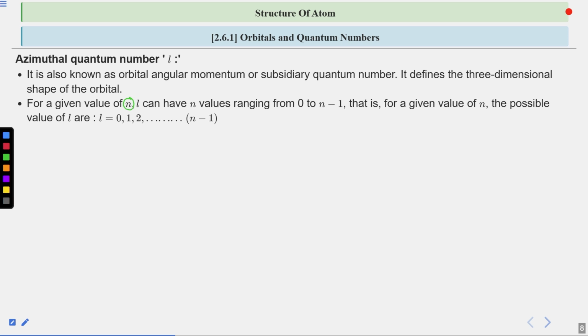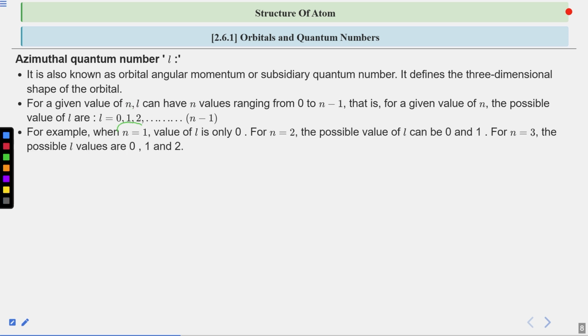Suppose you have the first shell. Then what are the values of L that are possible? L will go from 0 to n minus 1. That will result in only one subshell, where the value of L will be 0. Now let us try to understand this with the help of an example.